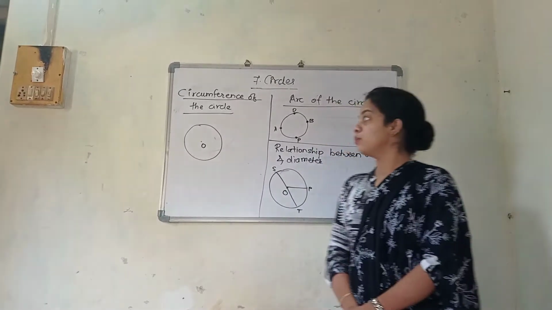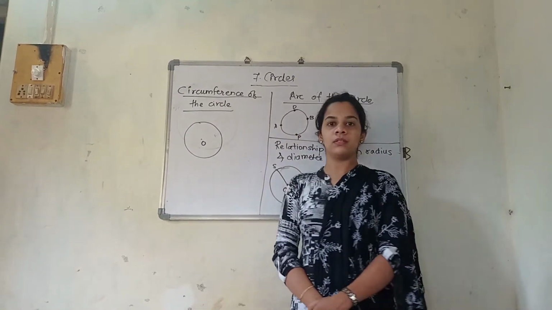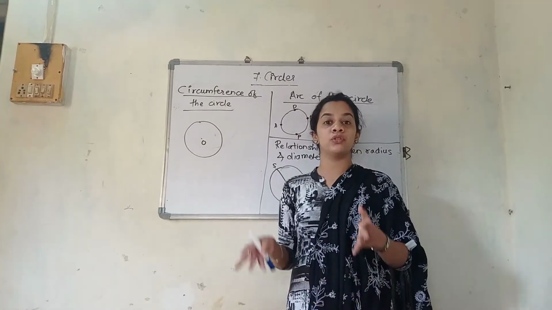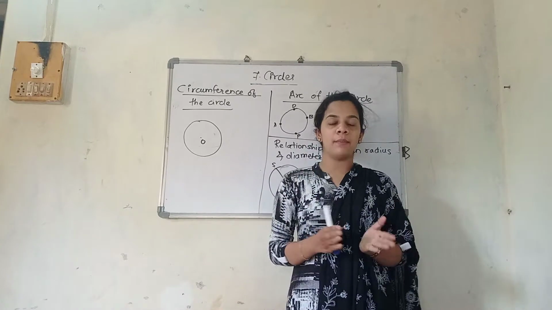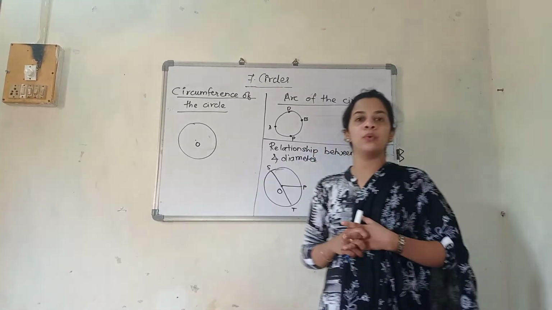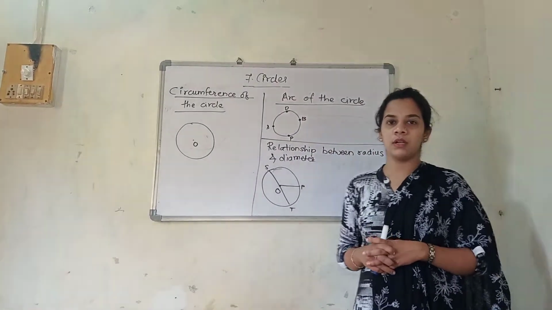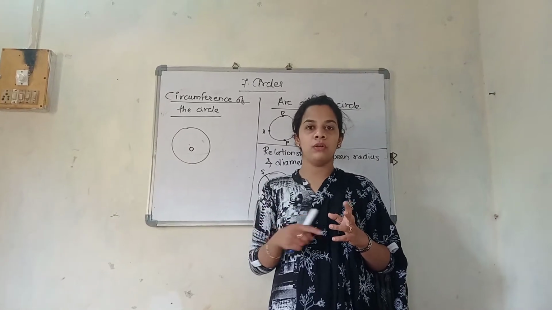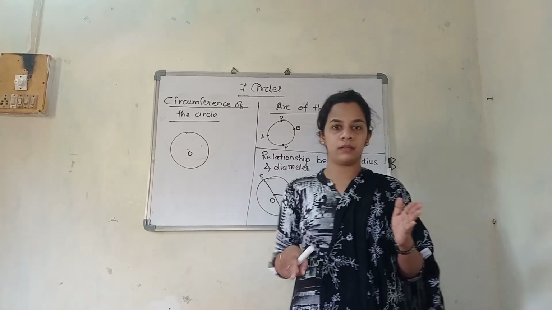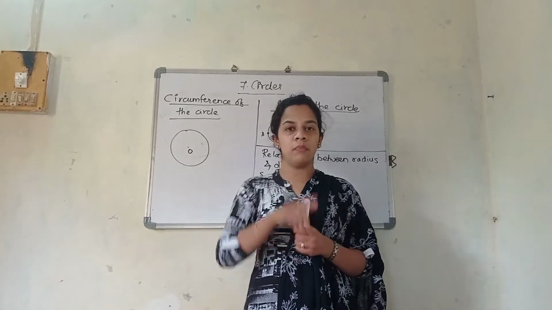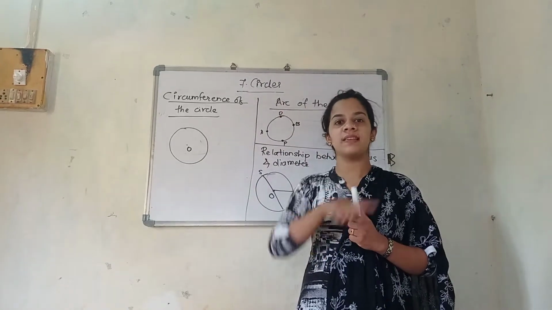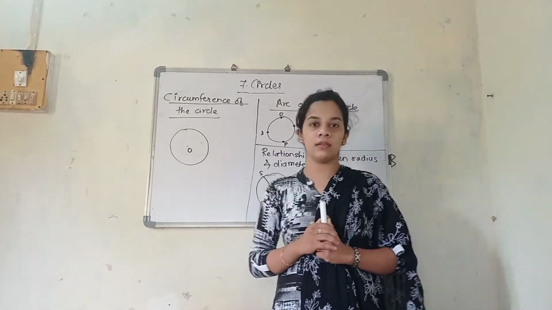So now we are going to see the circumference of the circle, the arc of the circle, and the relationship between the diameter and the radius. First we are going to see the circumference of the circle. If you take a bangle or any circular object, a tire also, the boundary or the border of that circle is said to be its circumference.